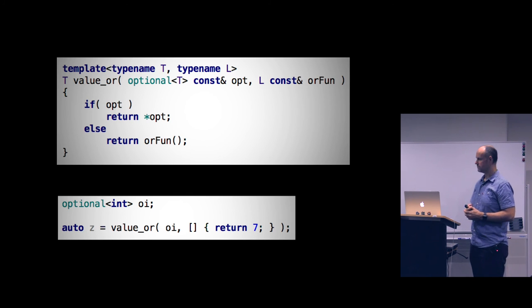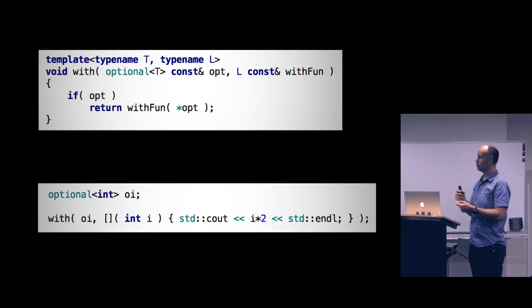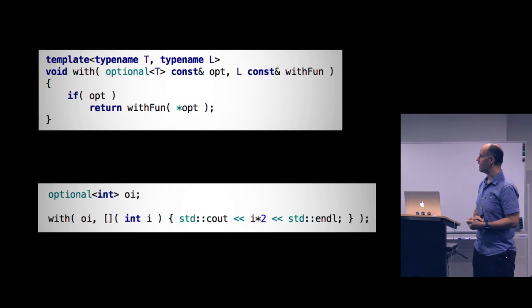So that's nice. But as I say, now we've opened the door to lambdas, we can also do it the other way around. So we can call the lambda if we do have a value. So here's an example of doing that. I've called this function with. You can call it other names as well. So in this case, if we do have a value, we just invoke the lambda, very simple. So in usage down here, we will only print out that value if there's a value in our optional. Straightforward enough.